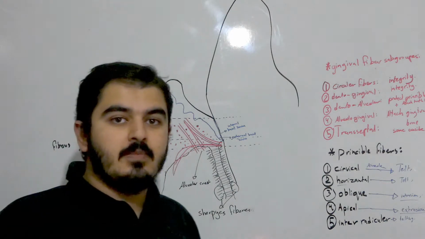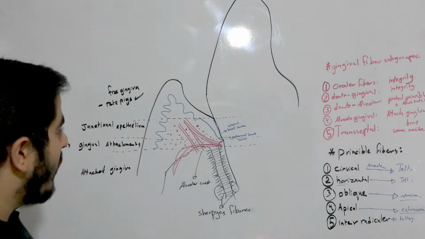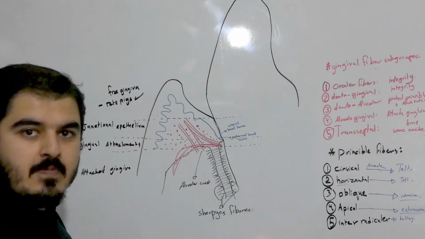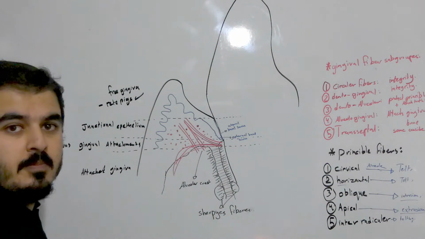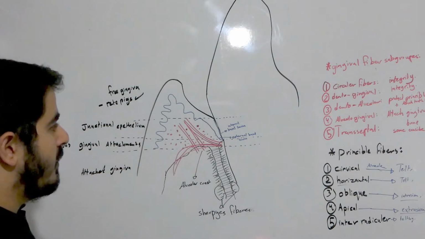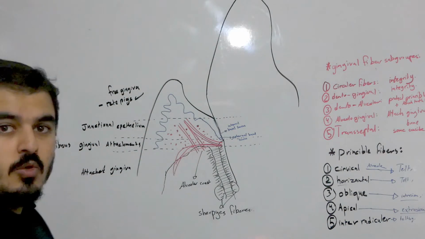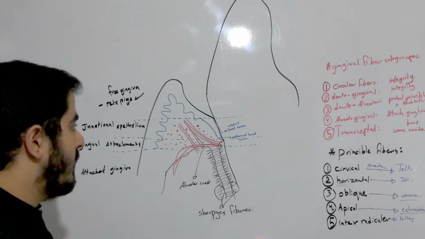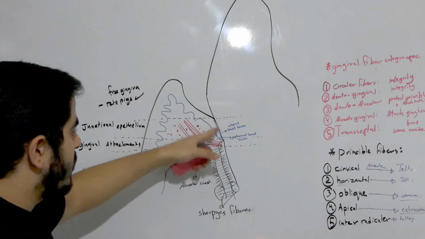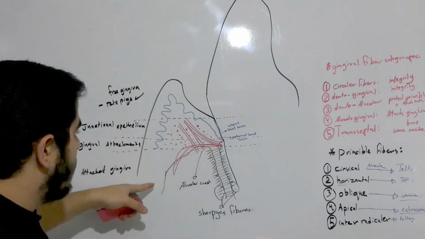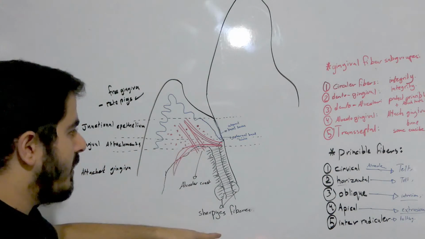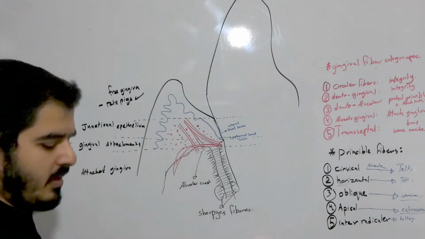Hello everyone. In this lecture we will talk about the epithelial attachment of the tooth. In this video I put everything in one drawing so we can follow up and see what is different between the junctional epithelium, the attached gingiva, the fibers, the gingival fibers, the principal fibers, and everything.